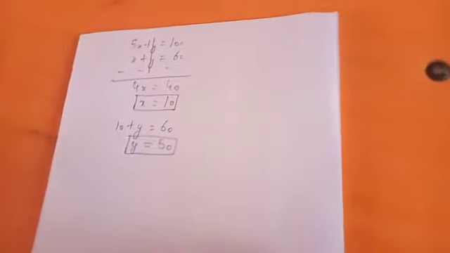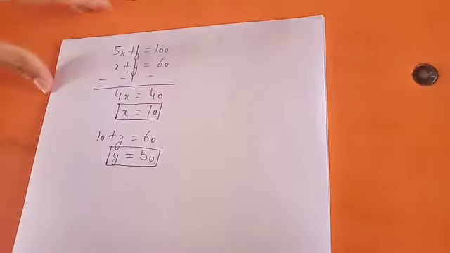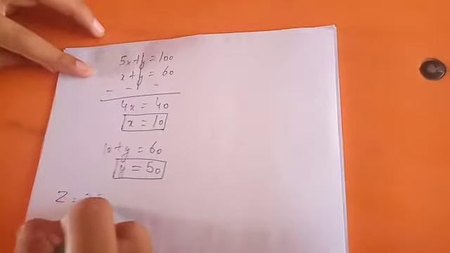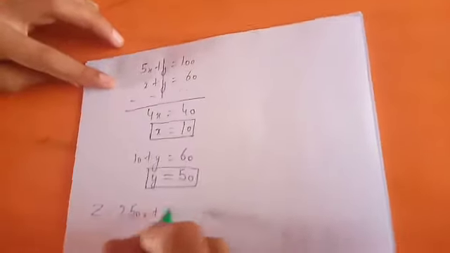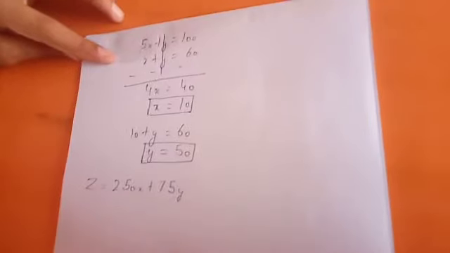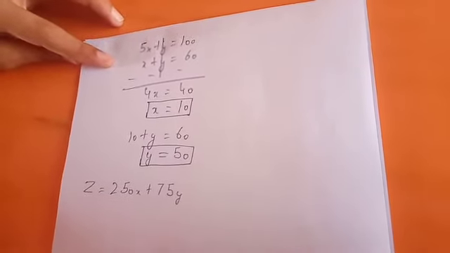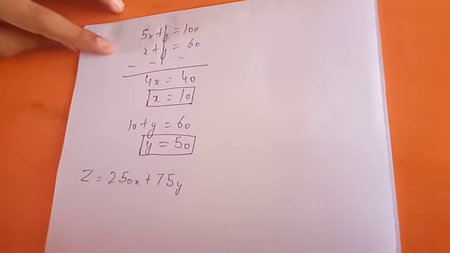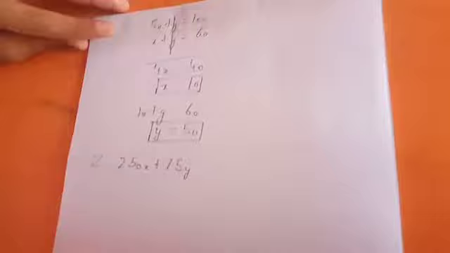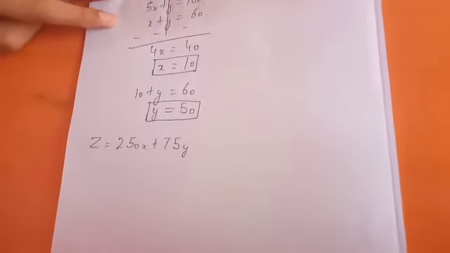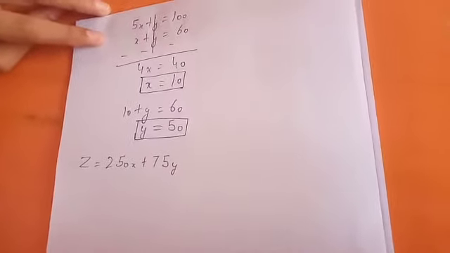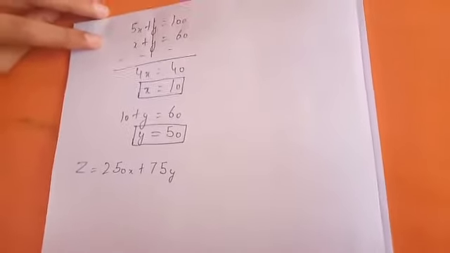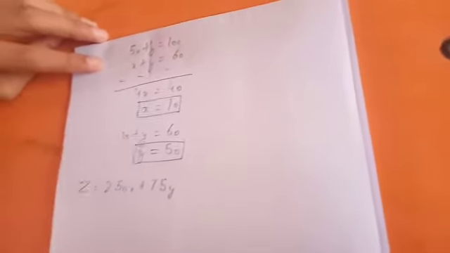Okay, now we have found the values of all the coordinates that are on the boundary of this region. Now what we have to do? We will take z. Z is what? 250x plus 75y. Is it the same? Yes. So one by one we will put all the values of coordinates and find the required. What is required here? Maximum profit. So at what point we will get the maximum value?